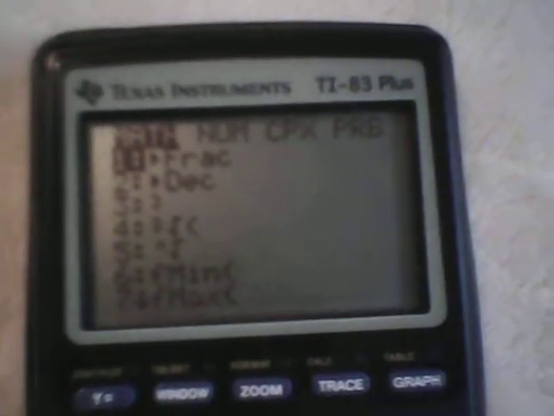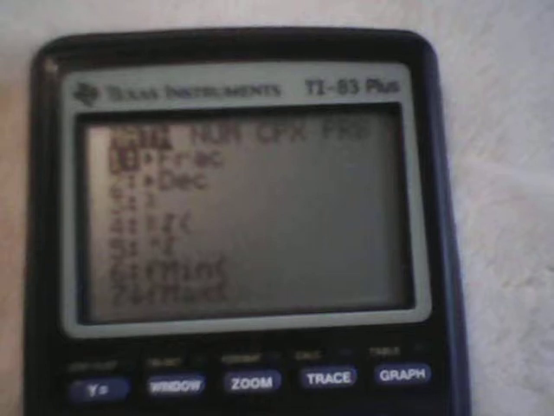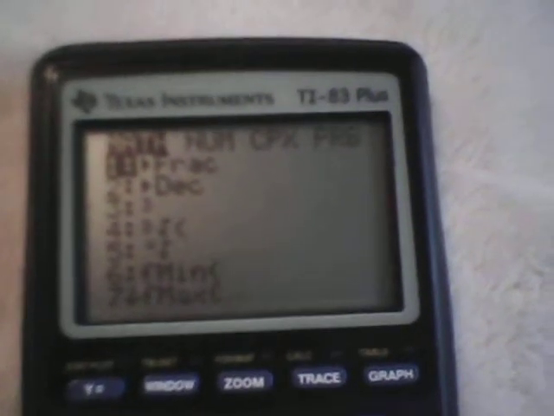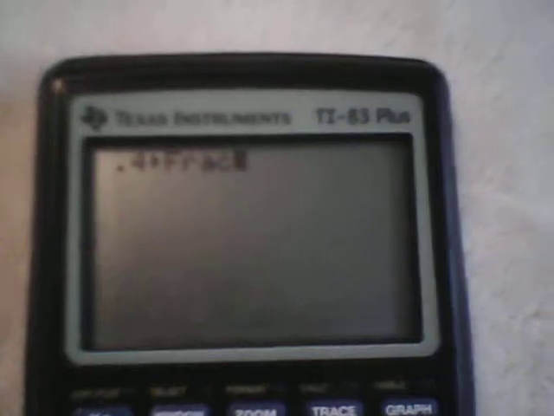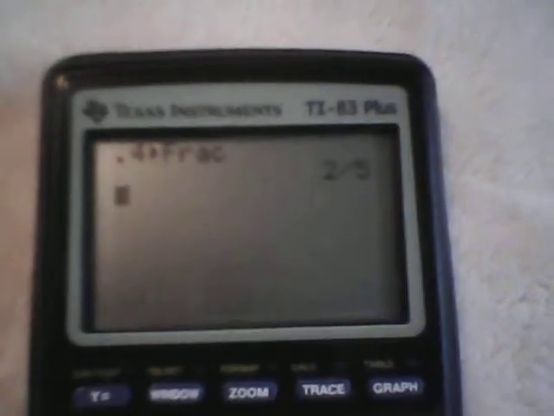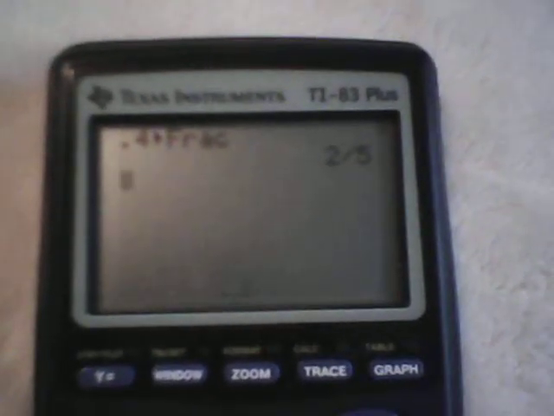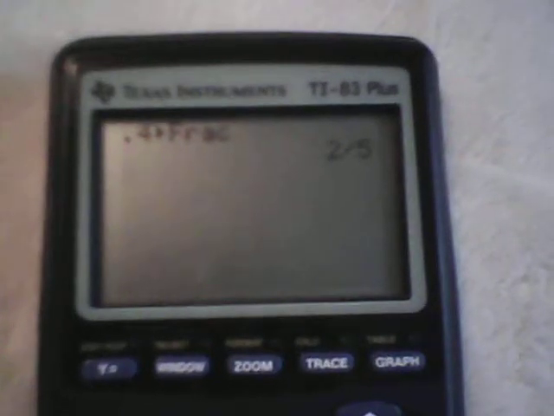So we're going to go down here to the key that says math. We're going to hit it. Then it'll pull up a screen that says math, num, CPX, and PRB. We're going to go to the screen that says math, and you see number 1 says frac, F-R-A-C. So we're going to click on that, hit enter, and now it says 0.4 frac, and then you hit enter again. It says it's 2/5. So that means 0.4 as a decimal is the same thing as 2/5 as a fraction.